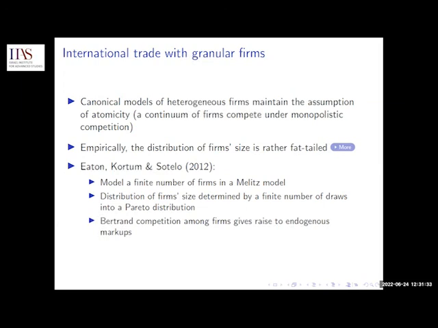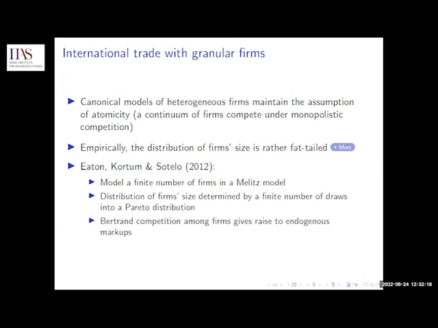And so what this means is that ex post, the distribution of firm size is going to be determined by a finite number of draws from this Pareto distribution. And you can, with a positive and quite high probability, end up with some firms that are very, very productive and thus are going to be very, very large. And once you have this, in general, once you have this finite number of firms, it becomes better to get rid of the assumption of monopolistic competition. And what they do is to solve the model under Bertrand competition so that firms interact, there are strategic interactions that give rise to endogenous markups.